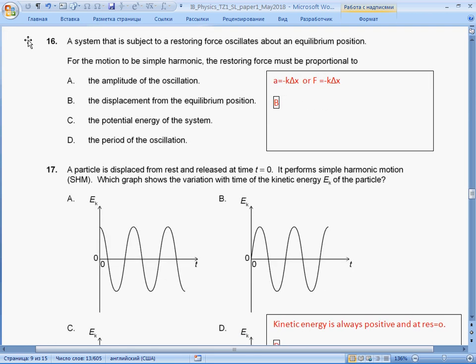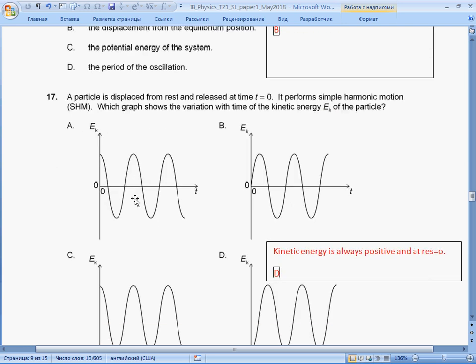A system that is subject to a restoring force oscillates about an equilibrium position. For the motion to be simple harmonic, the restoring force must be proportional to what? Here we are just recalling information. Acceleration should be proportional and opposite to displacement, and force is ma, so the force is also proportional to displacement. So we choose answer B, displacement from the equilibrium position.